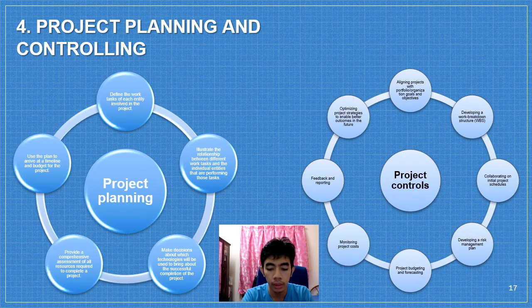So not only must a project planner assess all the materials and labor required to complete a construction project, but they must also schedule those tasks in a way that improves the efficiency of the project as a whole.